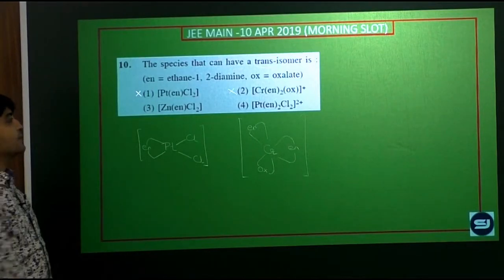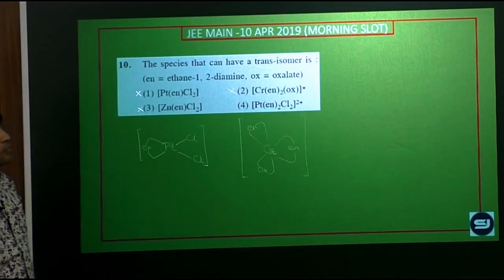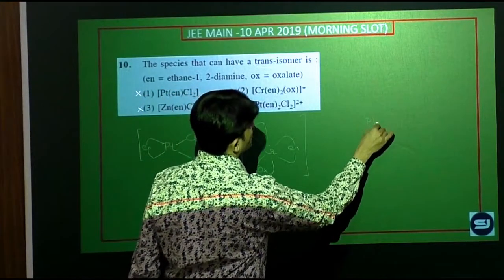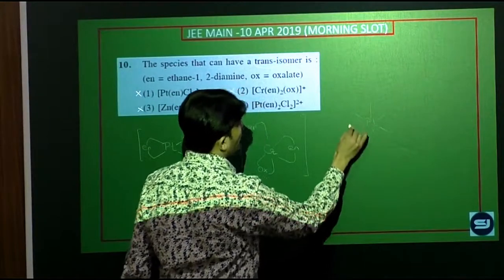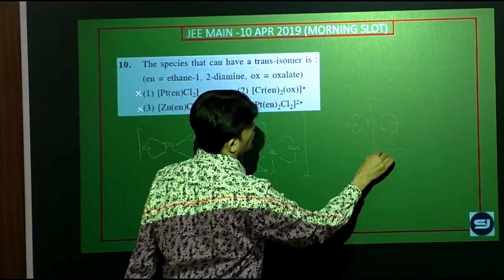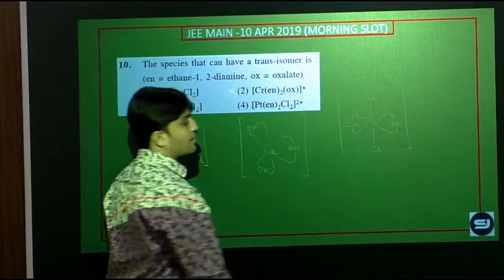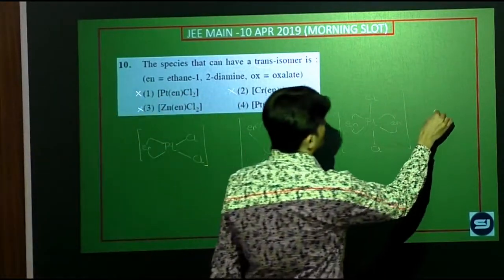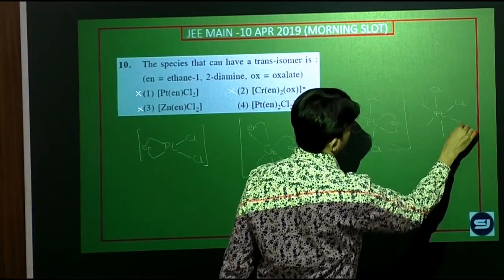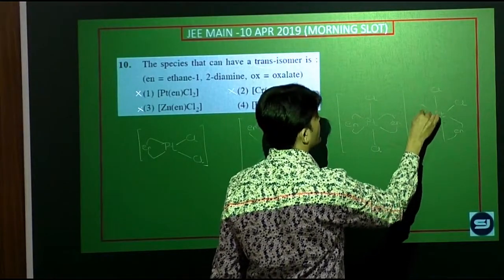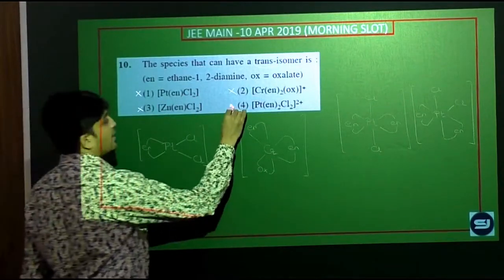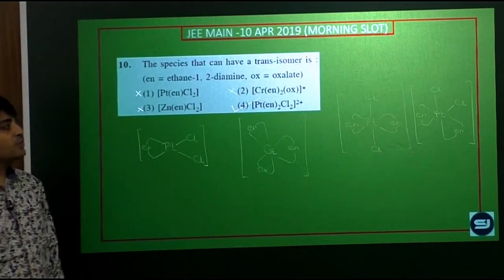Zn en Cl2, similar to the platinum complex, again not possible. Fourth, Pt en twice Cl2. Now this is the octahedral complex. If I place the two bidentate ligands like this, then the two chlorines could lie on the opposite side, giving me a trans arrangement, and the cis arrangement is also possible over here with two Cl lying on the adjacent side, en and the other en lying like this. So this was the only coordination complex which can have a trans isomer, hence the answer is 4.